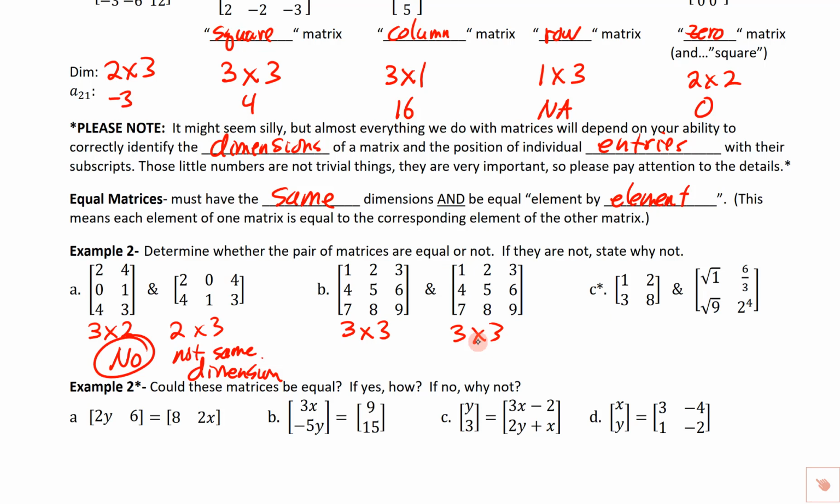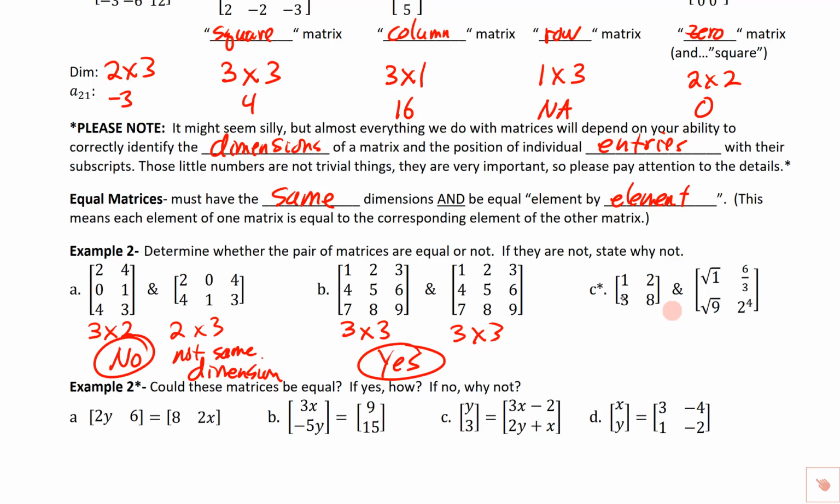Now I made this one fairly easy. We've got a 1, 2, and 3. Check 1, 2, and 3. 4, 5, and 6, 4, 5, and 6. So what we're doing is we're going through and checking all 9 elements here and making sure that they're in the exact same place and the exact same number over here. So the answer on that one is yes, those are equal.